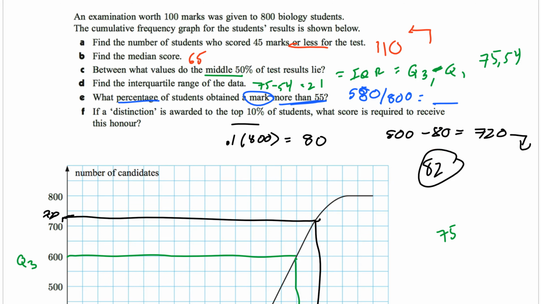And that's how you do cumulative frequency graphs. They're very important in IB. They ask this about once every year or two. There's a big chance this will be on the IB test.